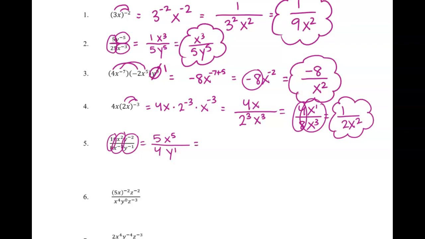So I usually don't keep the 1 in the power. You can if you want. So I would rewrite this as 5x to the 5th over 4y.